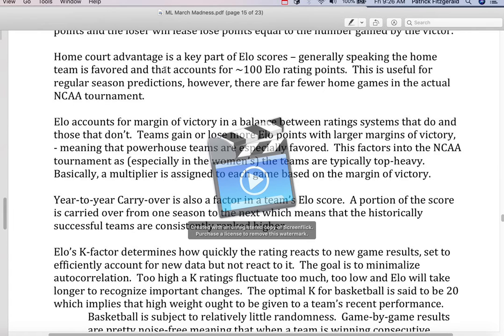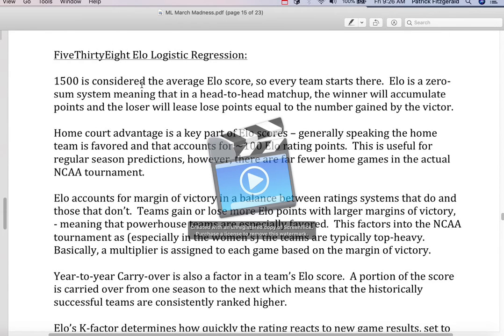Generally speaking, the home team is favored. That accounts for about 100 ELO rating points. Again, the baseline is 1500. It's considered the average. 1300 is considered a bad team. 1700 is considered a great team. Anything outside of that, you're getting into terrible teams and historically great teams.